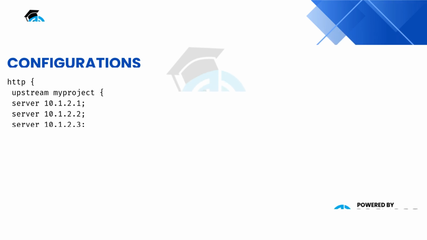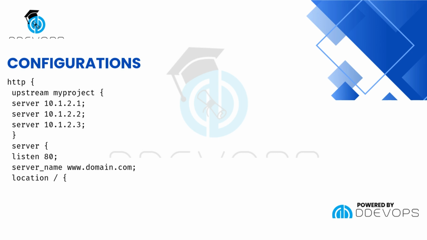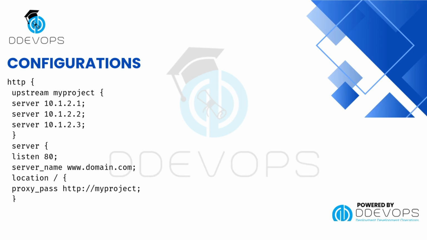Configurations. HTTP block. This wraps the entire configuration for HTTP traffic. Inside it, we define an upstream group, the load-balanced backend servers, and a server block, the front-end listener. Upstream myproject. These IPs represent application servers, e.g., Node.js, Flask, etc. Nginx will distribute requests among them using round-robin by default.